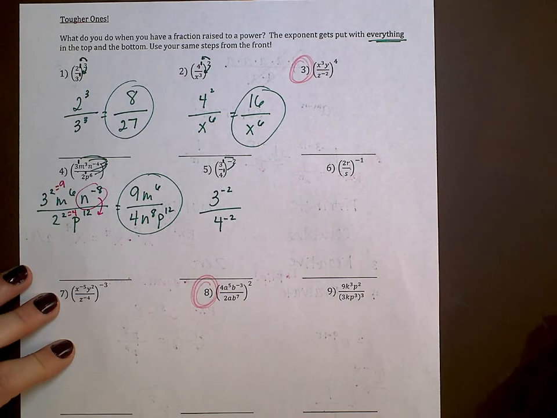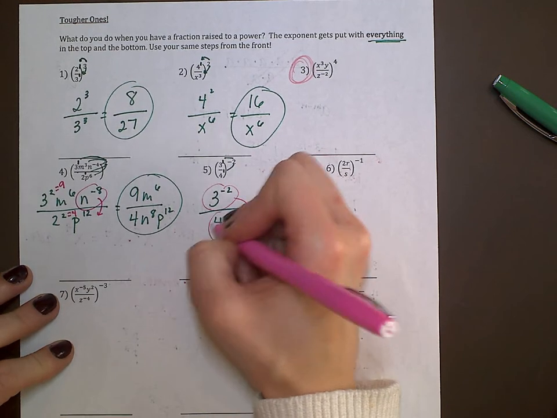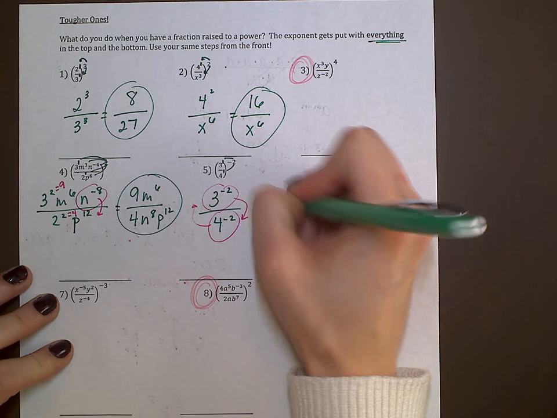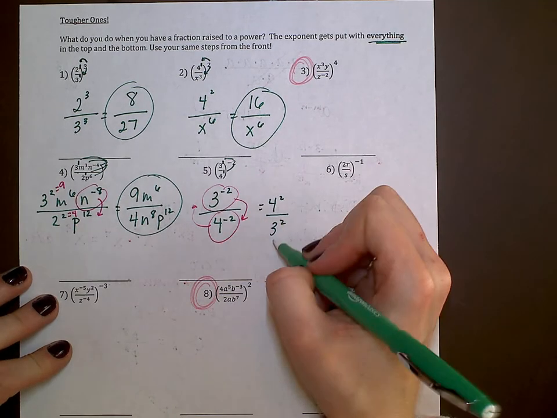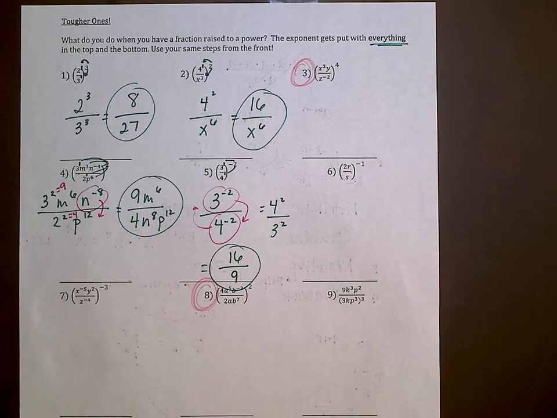I obviously know that I cannot leave negative exponents, so I'm going to flip-flop this thing. So I'm going to put 4 squared on top, 3 squared on bottom, and then I'm going to go in and evaluate the numbers. So I'm going to write 16 over 9. That's the best answer.